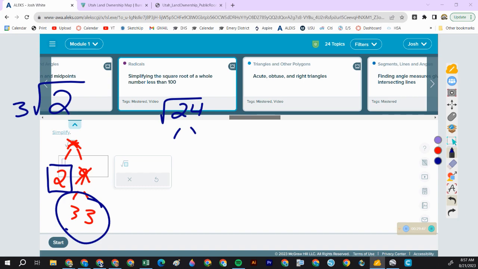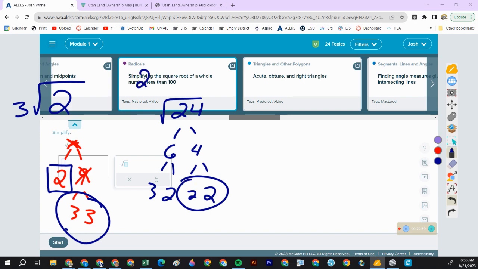So let's look at root 24. That is 6 times 4, 3 times 2, 2 times 2. What can we bring out? Set of 2's. So what's my answer? 2 root what did not come out? Which makes 6. 3 times 2. Yeah. So again, we ignore those.